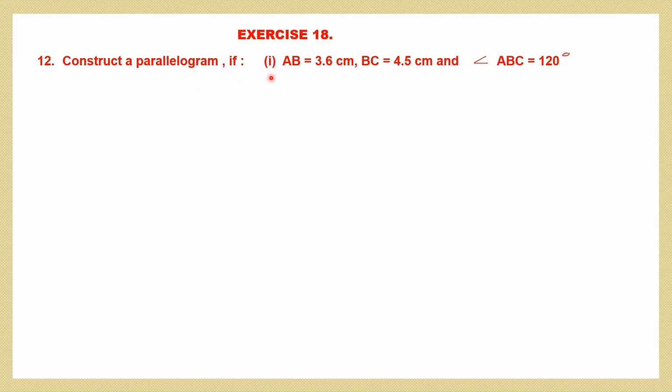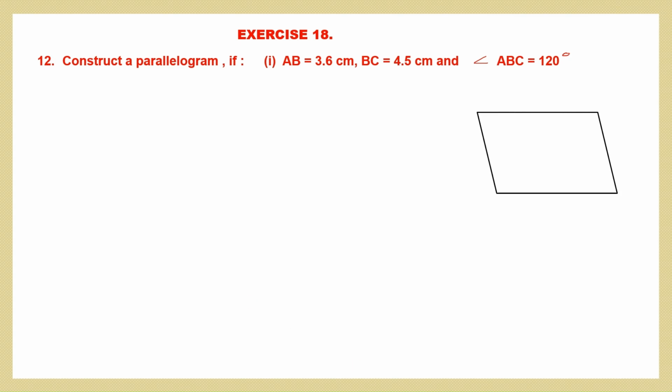Construct a parallelogram ABCD if AB is 3.6 centimeters, BC is 4.5 centimeters and angle ABC is 120 degrees. So first let's draw a rough figure. What is a parallelogram? It is a quadrilateral in which the opposite sides are parallel and they're equal. So this is a parallelogram.